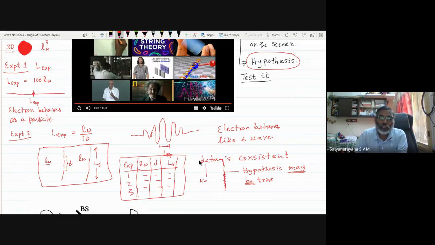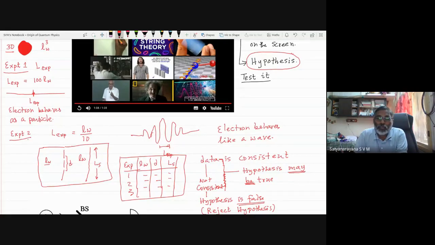So if it is not consistent, then we can say the hypothesis is false or wrong. Here we can say "is", but here you cannot say "is". Okay, so if the hypothesis is false, then we reject this hypothesis.